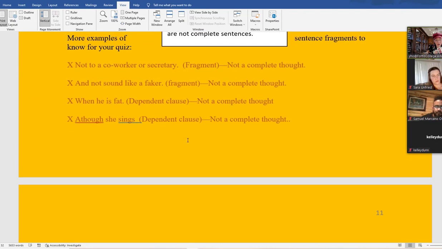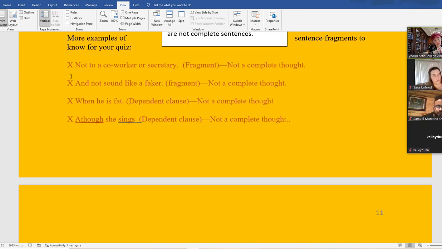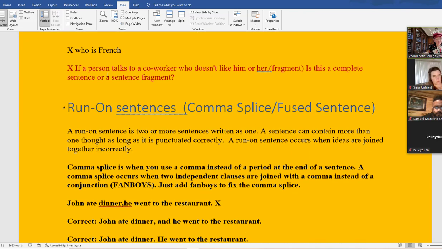And the reason why I have it in color is those exact sentences are going to be on your quiz. They're going to ask you, is this a fragment or a complete sentence? And then you're going to write A or B, fragment or complete sentence, and then it's A, fragment. That's how it's going to look on your quiz.